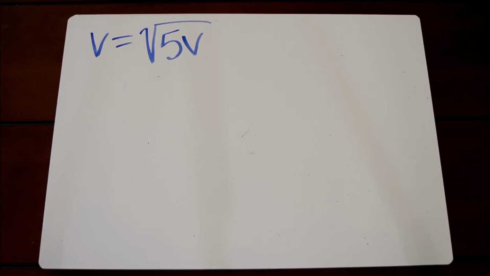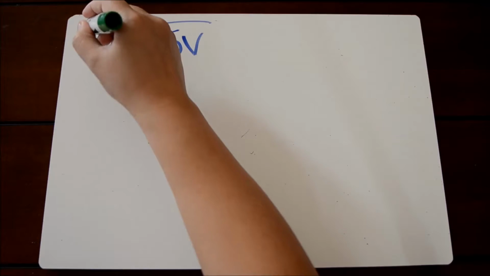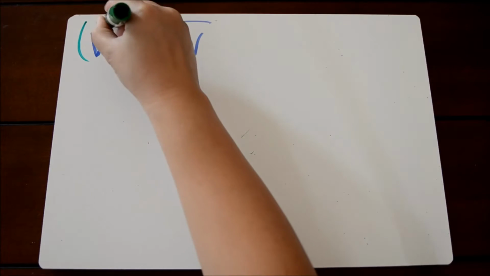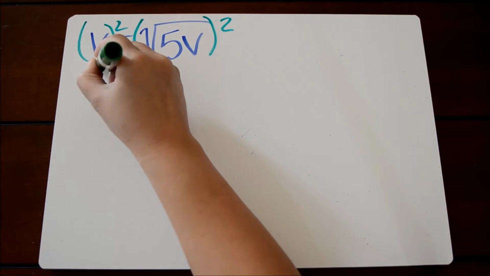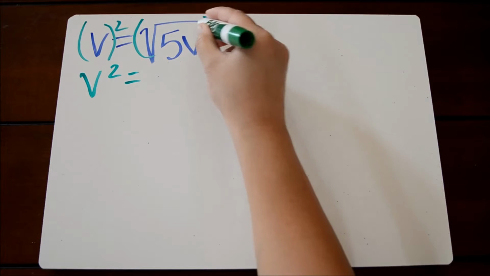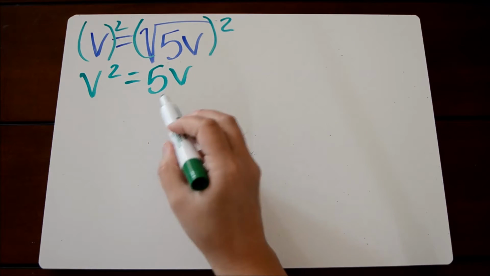Here we have v equals the square root of 5v. We are going to start off by squaring both sides. And when we do that, we get v squared is equal to 5v, because the square gets rid of the square root symbol.